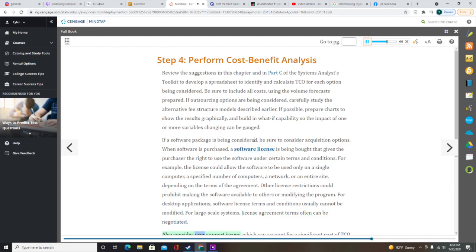Also consider user support issues, which can account for a significant part of TCO. If an outsourcing alternative is selected, the arrangement probably will include certain technical support and maintenance. If in-house development is chosen, the cost of providing these services must be considered. If a software package is purchased, consider a supplemental maintenance agreement, which offers additional support and assistance from the vendor. The agreement might provide full support for a period of time or list specific charges for particular services.